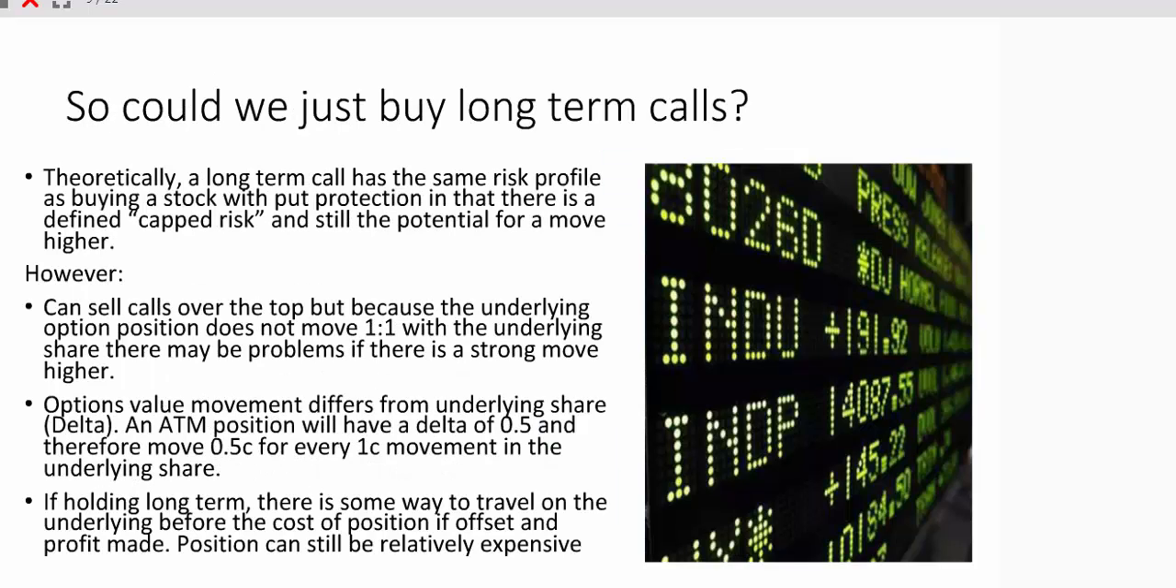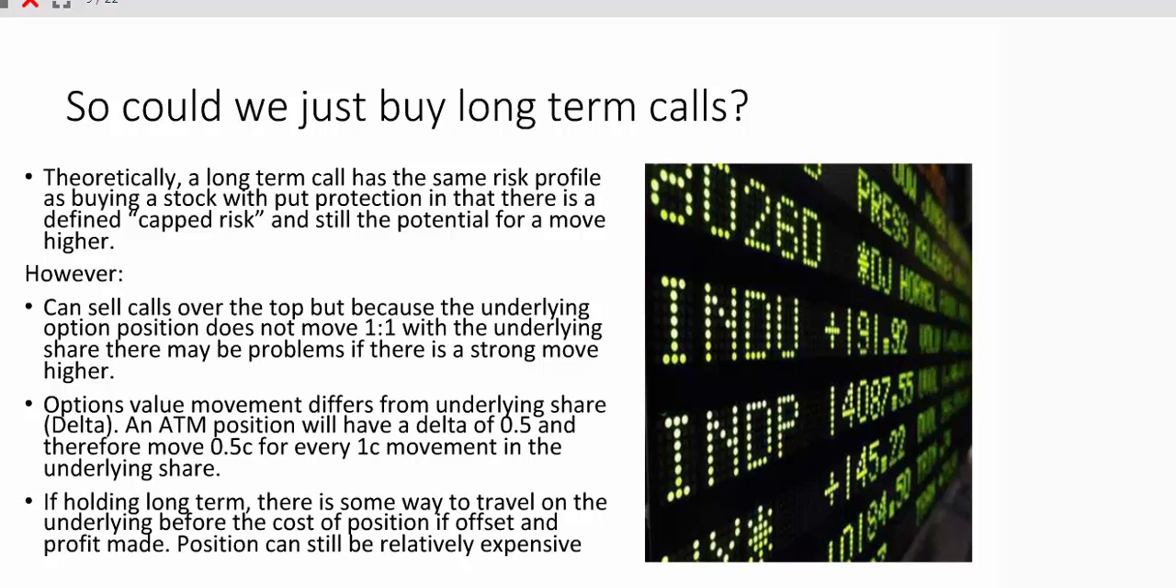So we could just buy long-term calls, and this is what we mean by a diagonal call spread. Because theoretically, a long-term call has the same risk profile as buying a stock with put protection underneath. So there's a capped risk there, and obviously still the potential for a move higher.